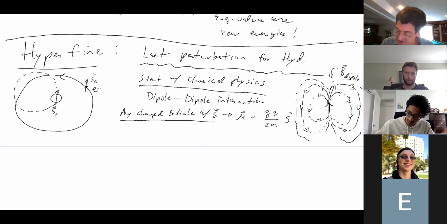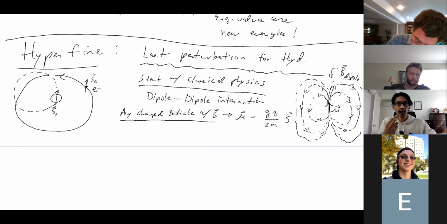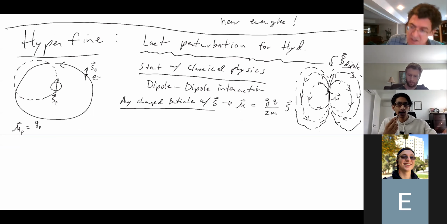In fact, let's write it down. We'll write down that formula right now. But before we write down that formula, I just want you to see that this is a generic formula for any magnetic dipole. You have this magnetic field associated with it. So that means that the proton is a charged particle with spin. So the proton has a magnetic dipole, and that magnetic dipole is going to be G of the proton times Q of the proton. And what's the Q of the proton? Someone tell me.